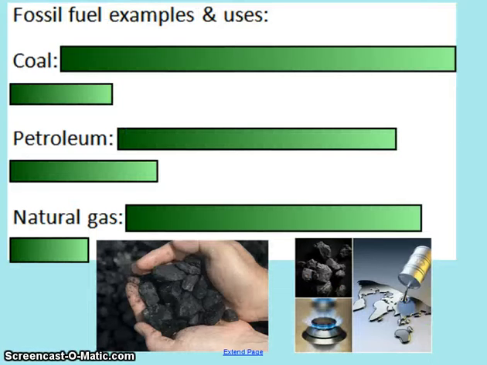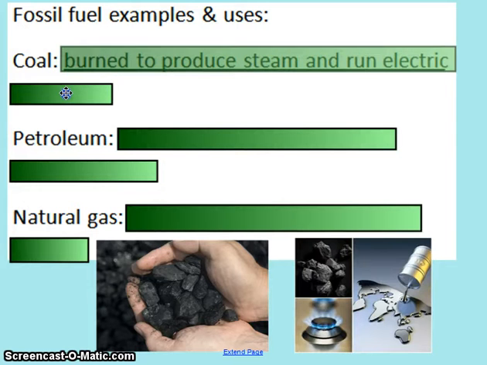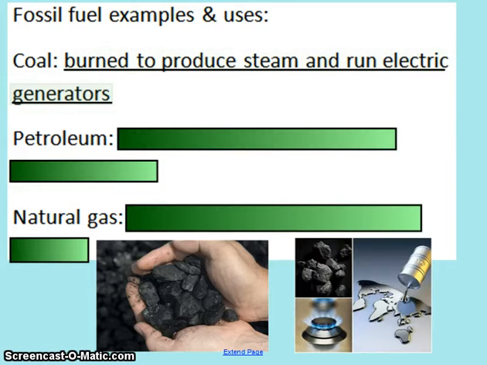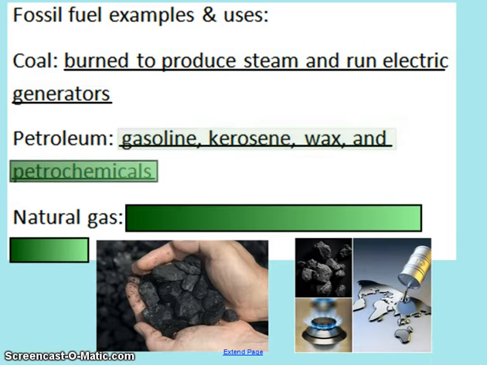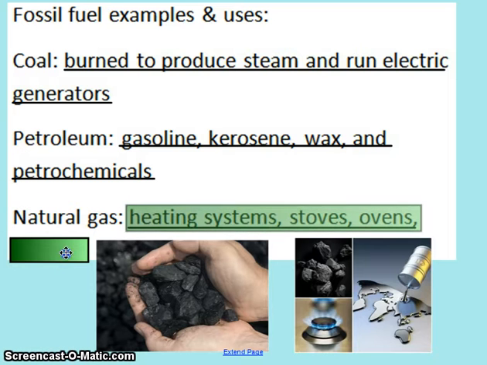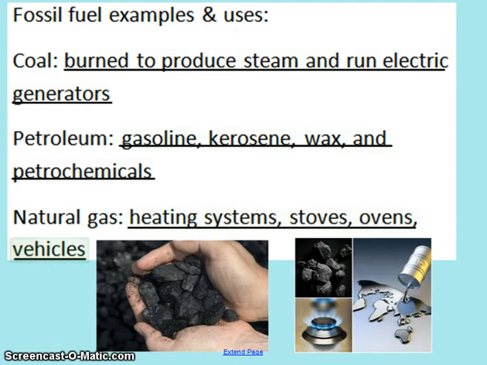Some examples of fossil fuels and their uses. Coal is burned to produce steam and run electric generators. Petroleum is used to make products like gasoline, kerosene, wax, and petrochemicals. And natural gas is used in heating systems like at home and in stoves, ovens, and even some vehicles.